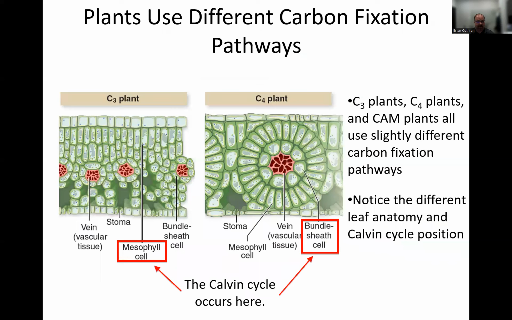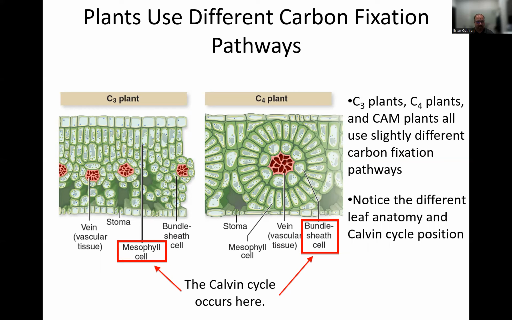So again, as we said, not every plant does photosynthesis in the same way. We have C3, C4, and CAM plants that use slightly different carbon fixation pathways. C stands for carbon, carbon-3 and carbon-4. CAM stands for Crassulacean acid metabolism. I won't make you write that on the test, but that's what it stands for. Notice the different leaf anatomy and Calvin cycle position.